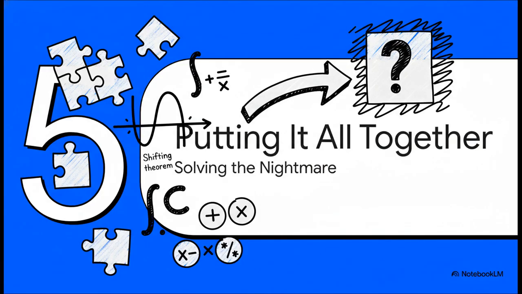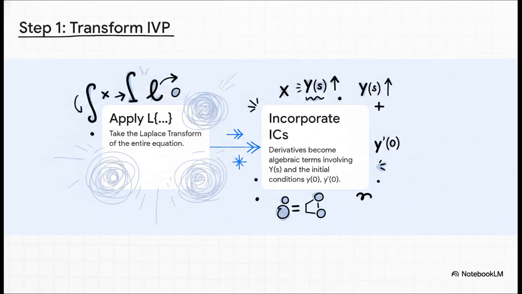All right, the training is over. We've got our transform, we've got our shifting theorem, we've got our algebra tools. It's time. Let's go back to that calculus nightmare from the beginning and take it down step by step. Step 1, we take the Laplace transform of the entire equation, both sides.